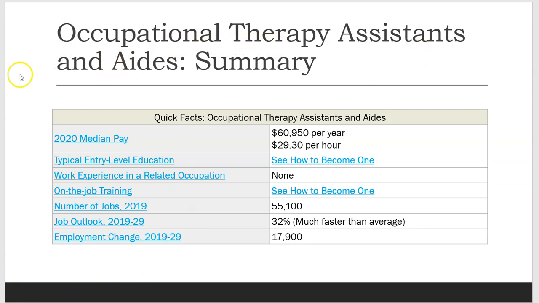Occupational therapy assistants and aides summary. 2020 median pay, $60,950 per year, or $29.30 per hour. Number of jobs in 2019, 55,100. Job outlook, 2019 to 2029, 32%, much faster than the average. Employment change, 2019 to 2029, 17,900.